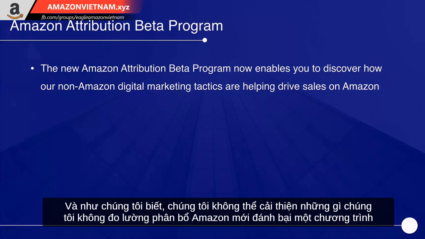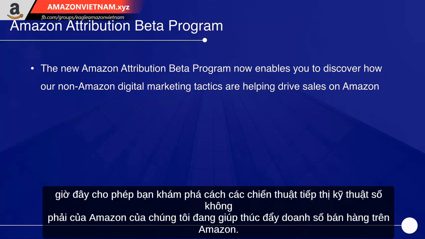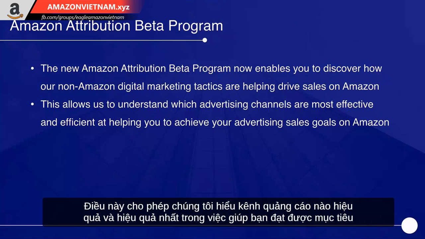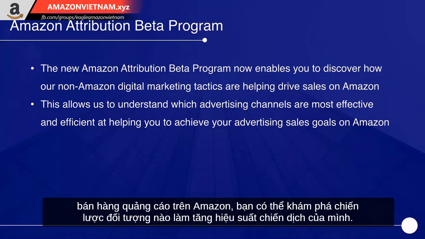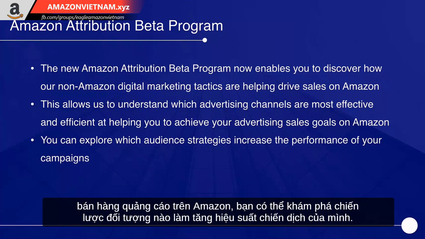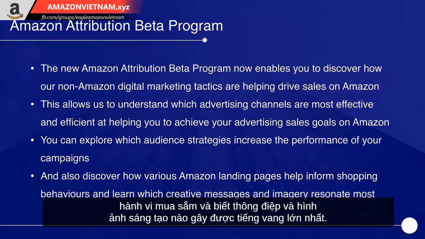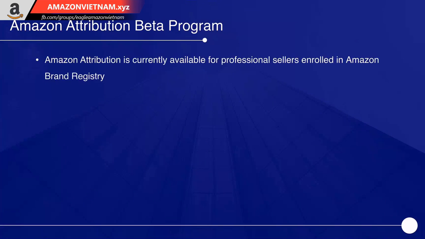The new Amazon Attribution Beta Program now enables you to discover how our non-Amazon digital marketing tactics are helping drive sales on Amazon. This allows us to understand which advertising channels are most effective and efficient at helping you achieve your advertising sales goals on Amazon. You can explore which audience strategies increase the performance of your campaigns, and you can also discover how various Amazon landing pages help inform shopping behaviors and learn which creative messages and imagery resonate the most.